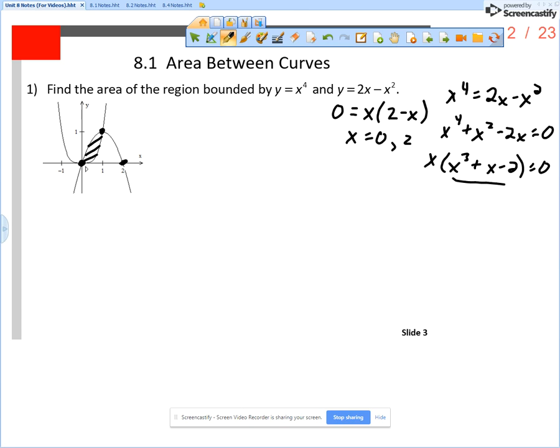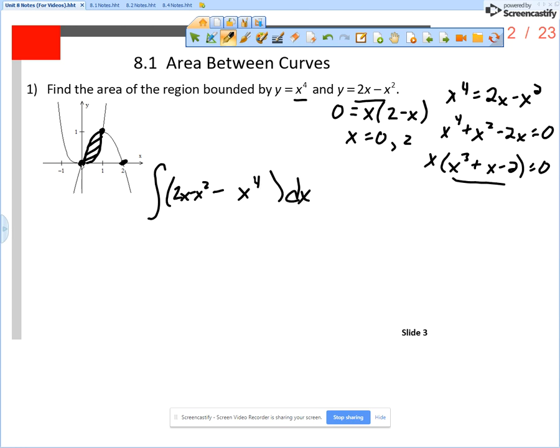So the first thing that you have to ask yourself is what function is greater than the other function at this point. All right, so the upper function here is 2x minus x squared, and the lower function here is x to the fourth. So I would be integrating the upper function minus the lower function. So what is the upper function? 2x minus x squared minus the lower function, which is x to the fourth. I'm going to integrate that with respect to x.